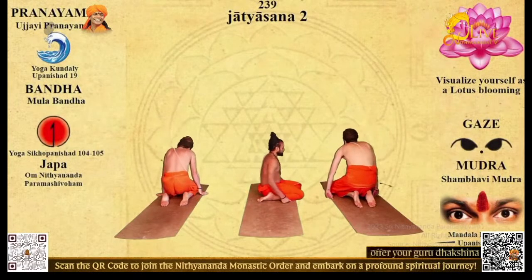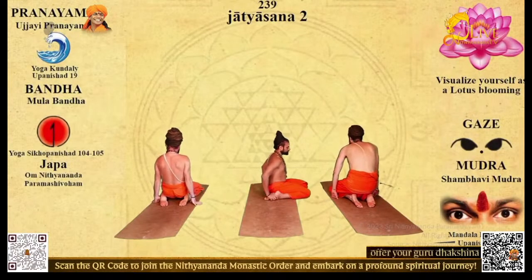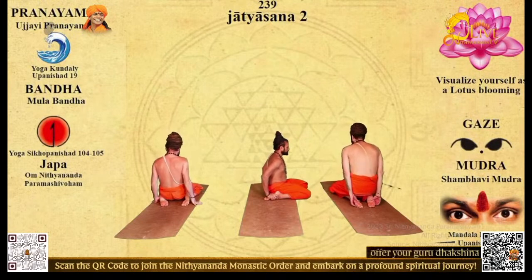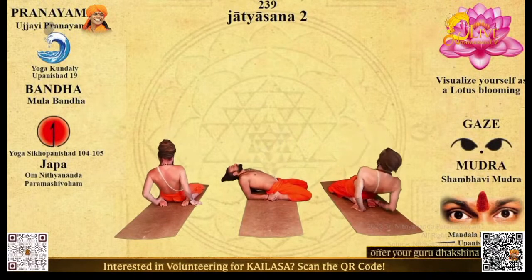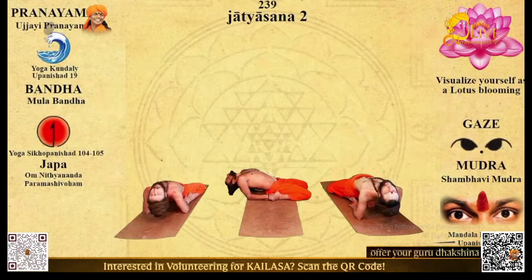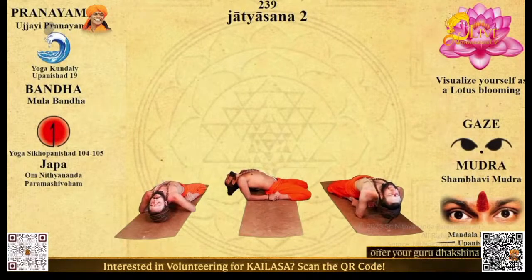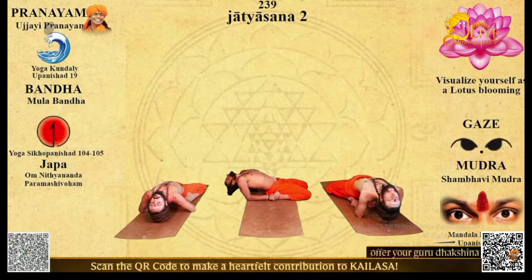As you sit with your heels together, the hands on the soles of the feet, slowly lean backwards. Place your elbows down on the mat, followed by the back of your head. Gaze to the nose and experience yourself as a lotus blooming in Jyotisha 2.